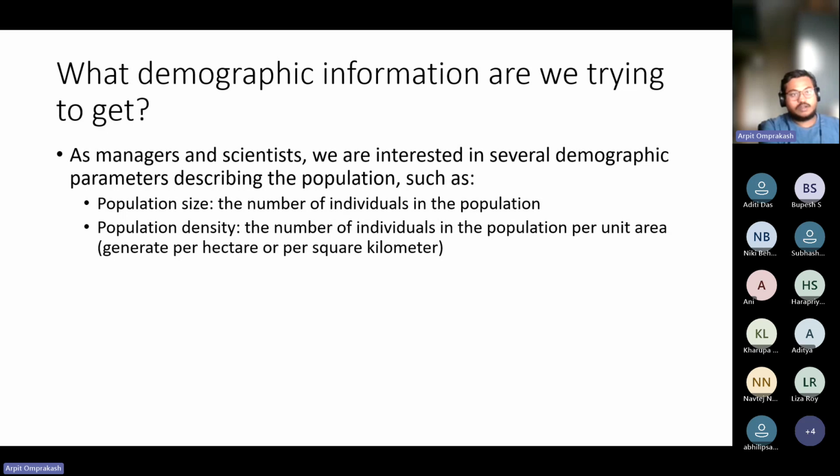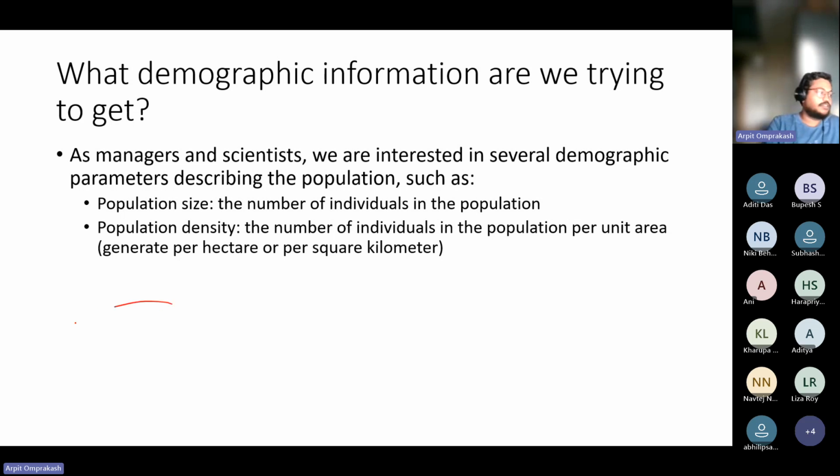Does anyone have any doubts till now or questions? Okay. So the next thing is, we want to estimate the size of the population and other demographic factors. So what demographic information are we exactly trying to get? We are interested in many things. One of them is population size, which is the number of individuals that are present in a given population. The other thing is population density, which is the number of individuals in the population per unit area.